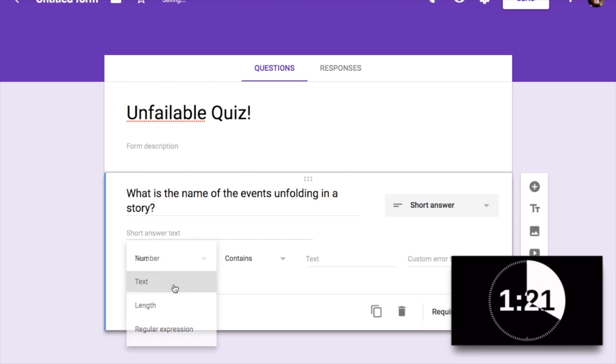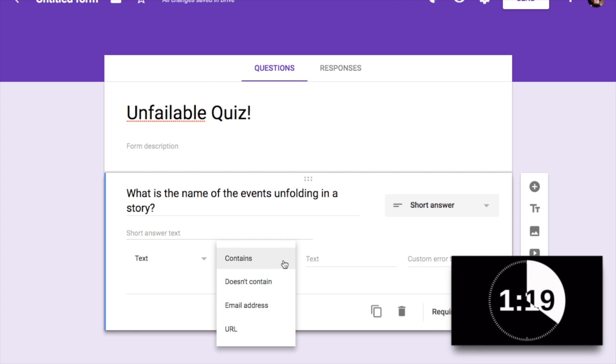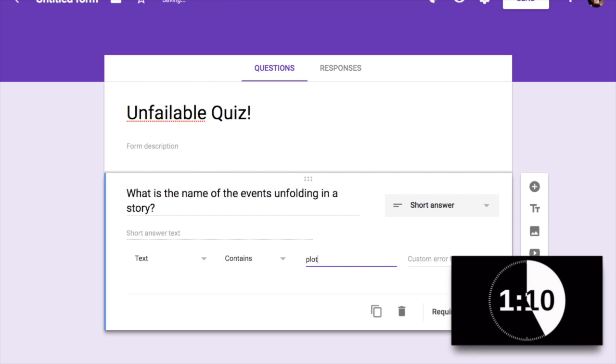Okay, so I choose text because the answer is text. And the way to make this the Unfailable Quiz is I'm going to tell it it must contain and put the text of the answer. Their answer has to contain the correct answer to submit it.